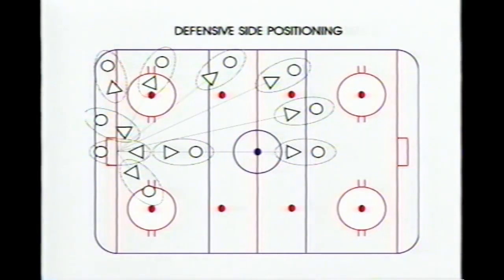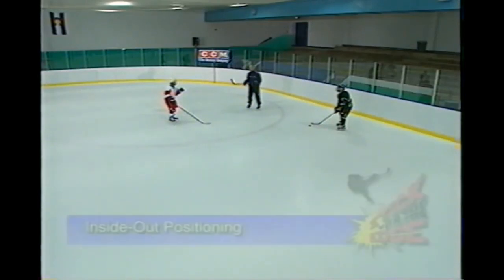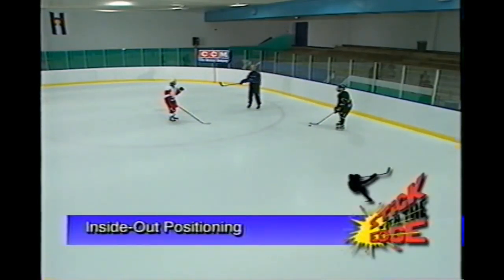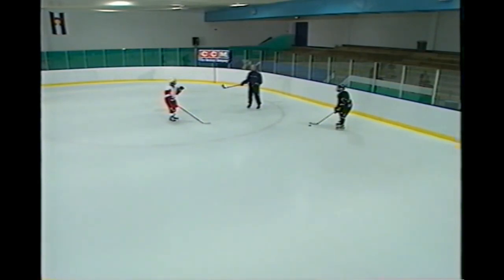Here with defensive side positioning, the player takes an alignment like the goaltender when playing angles. I've included a graphic here which shows a player standing in defensive side positioning in different situations up and down the ice. While in this defensive side position, the player also puts themselves in an inside-out position, which means that he's in the middle of the ice facing the boards.